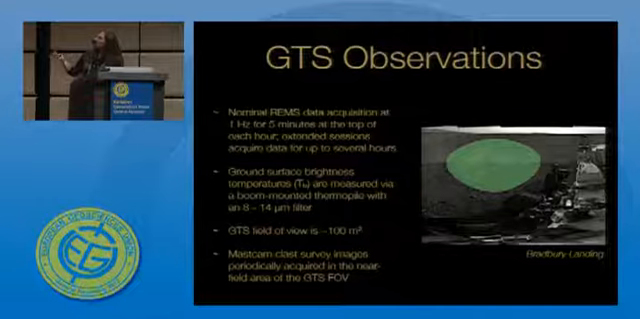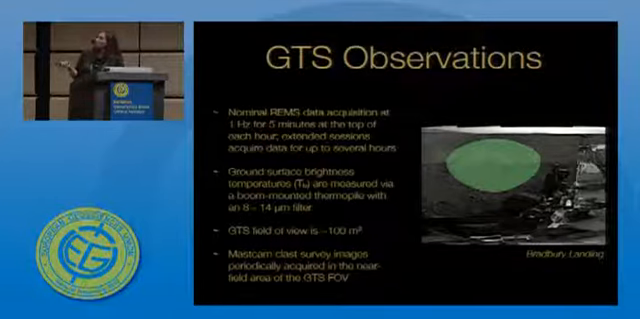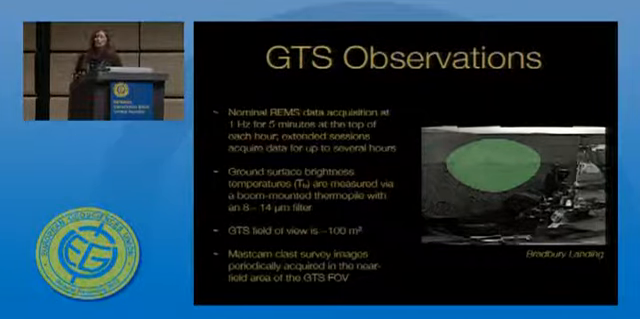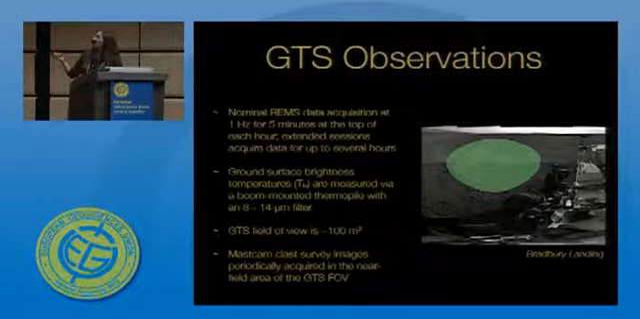This is a schematic representation of the area of the ground that the GTS is actually seeing at any given time. And this is the location at Bradbury Landing. One of the other things we're making sure to do is collect what we call standard class survey images. These are images that are acquired with both the left and right Mastcam, the medium and high resolution versions. And those are specifically targeted to be taken right here in the near field area of the ground temperature sensor.